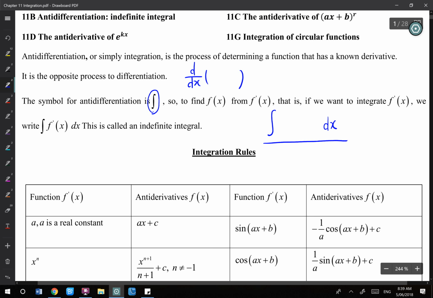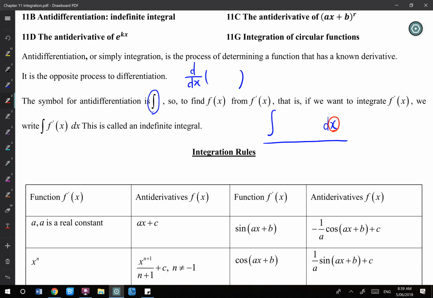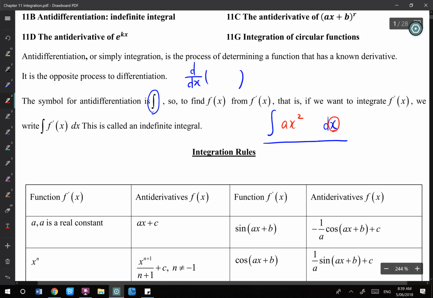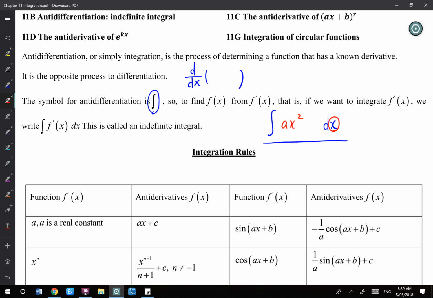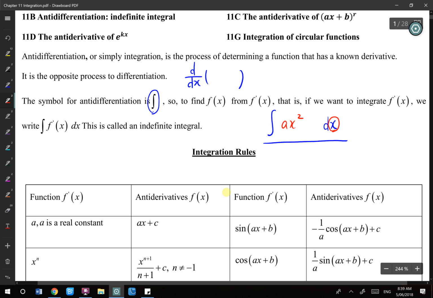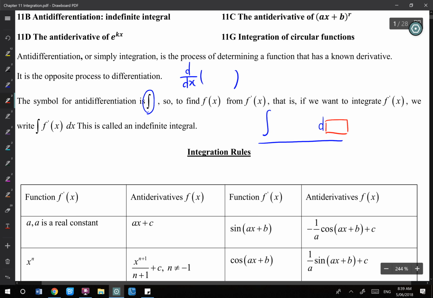They are together. So we still need to say, is anti-diff related to which variable? What is the variable? If you have, for example, ax squared, is a the variable or x the variable? If we say a is the variable, we say da, and x squared is a constant. We treat x squared as a constant. If we say dx, then a is the constant and x is the variable. So this place can change to different letters, whichever you treat as the variable, like what is changing. So this is the sign.